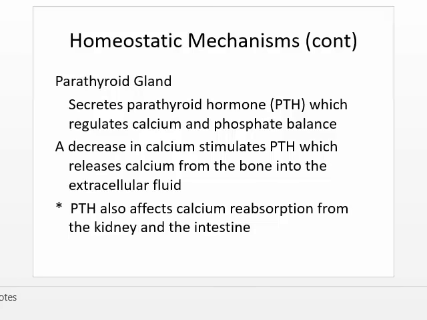The parathyroid gland is also going to secrete the parathyroid hormone, or PTH, which regulates calcium and phosphate balance. A decrease in calcium stimulates PTH, which releases calcium from the bone into the extracellular fluid. PTH also affects calcium reabsorption from the kidney and from the intestine. Although this is not a fluid-related thing, it is an electrolyte, which is part of what we are regulating. So don't forget, calcium and phosphorus are seesaw buddies, and they have a reciprocal relationship. When one is up, the other is down, and vice versa.